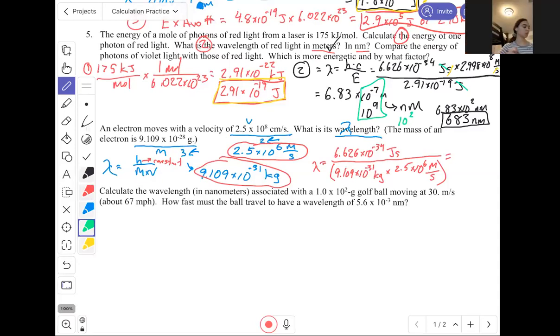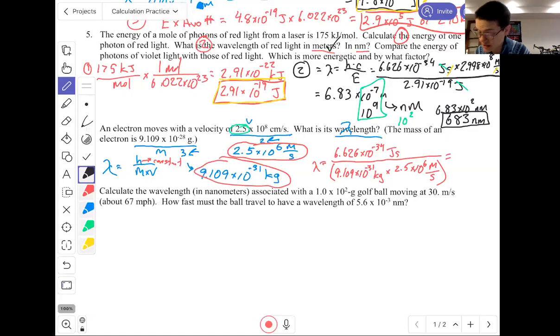2. You've got 1, 2 right there, so you're going to have 2 sig figs. So if you enter in 6.626 EE negative 34 divided by, open a parentheses, 9.109 EE negative 31 times 2.5 EE 6, close parentheses, equals, you should get 2.9 times 10 to the negative 10th meters.